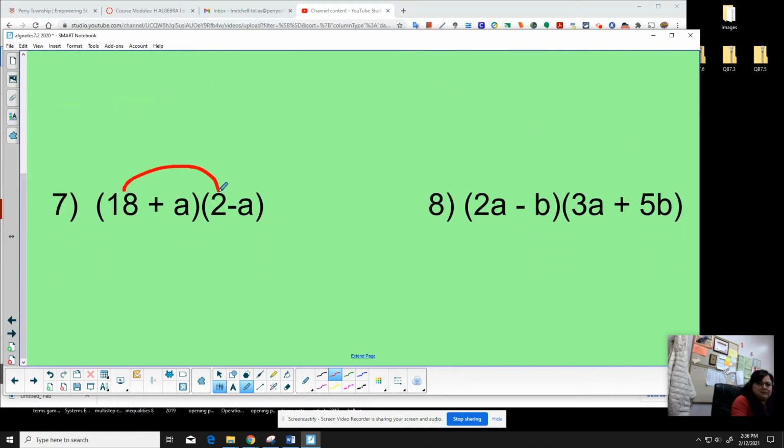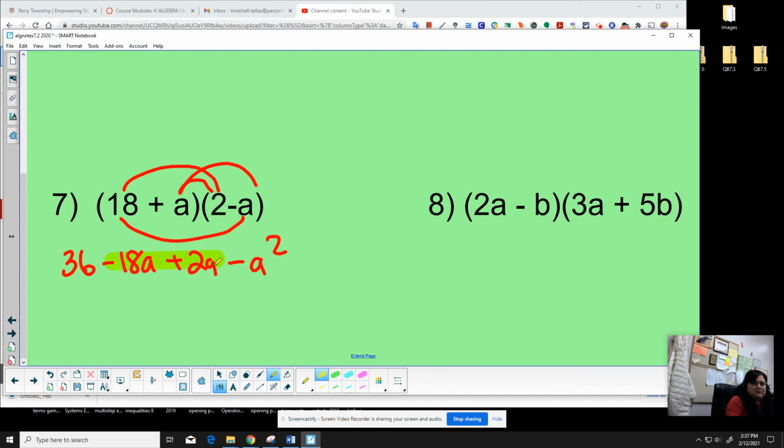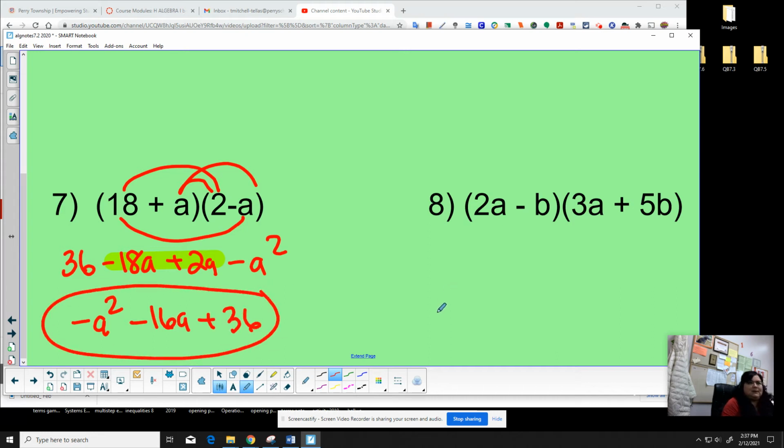So 18 times 2, that would be 36. And 18 times negative a would be negative 18a inside. So a times 2 is positive 2a, and a times negative a is negative a squared. Well, in one swoop, I'm going to put this in standard form and combine my two like terms. So negative a squared is going first. These two would combine, negative 16a, and plus 36 would go at the back. This would be my answer.